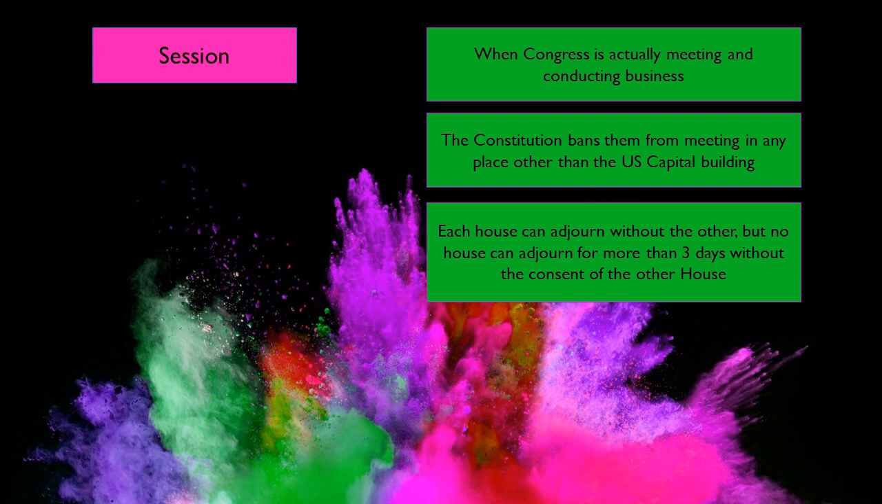The Constitution prevents Congress from meeting in any other place other than the U.S. Capitol building. So that's a little bit of what went into the difficulties with doing Congress remotely during the coronavirus pandemic. But they are banned from meeting any other place besides the U.S. Capitol. That way, we can always be there to see what's going on. And each house can have a session without the other house. They don't have to have sessions at the same time, but no house can adjourn without the permission of the other house for long term.